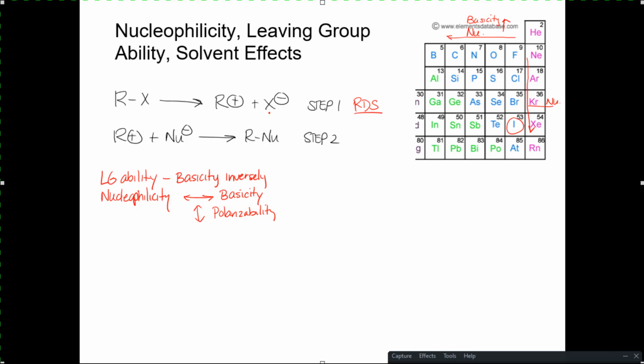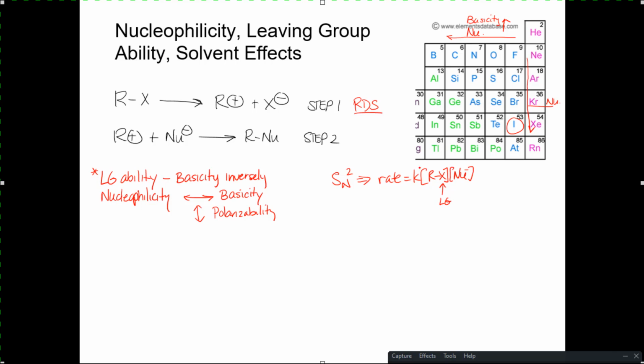So the question is, is the leaving group part of the rate determining step? Is it part of the rate equation? If we think about an SN2 reaction, what was our rate equation? Our rate equation was that the rate equals k times the concentration of the alkyl halide times the nucleophile. Now I just flipped the nucleophile and alkyl halide here because the question is, is leaving groupability part of the rate equation? That's the leaving group, so yes it is.